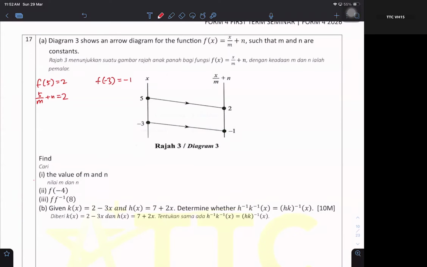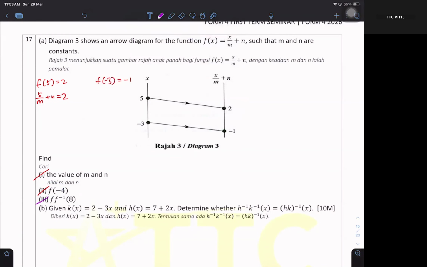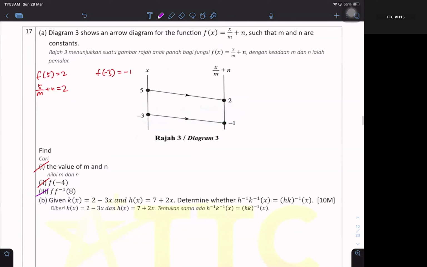Okay, now this one, question 1 and 2, I think you can do, okay? Because this is similar to the previous question. You do substitution, you find out the m and n. Then afterwards, you can do number 2. So for this question, I just want to teach you the 3 and the b. The 1 and 2, you can do on your own, okay?